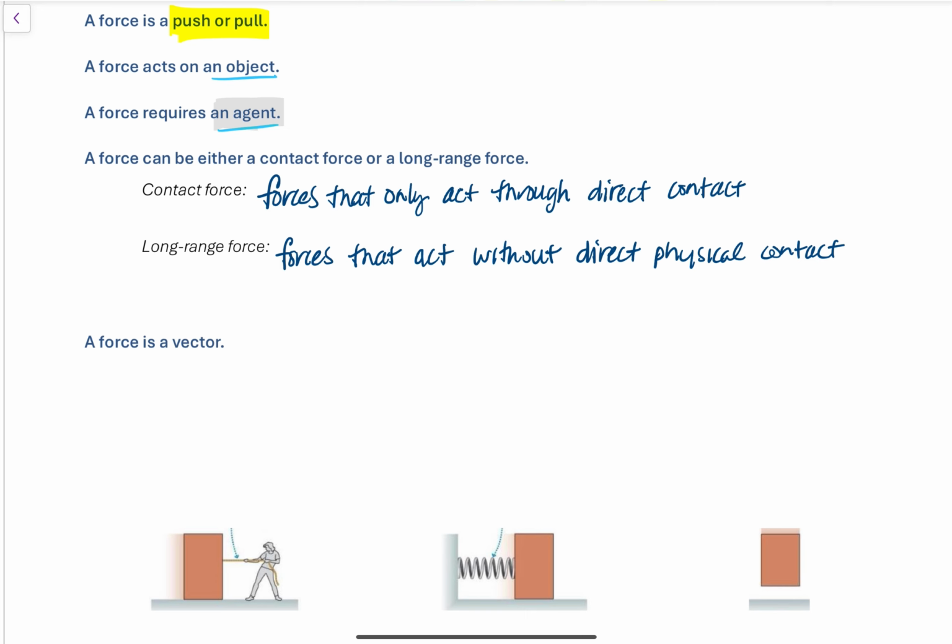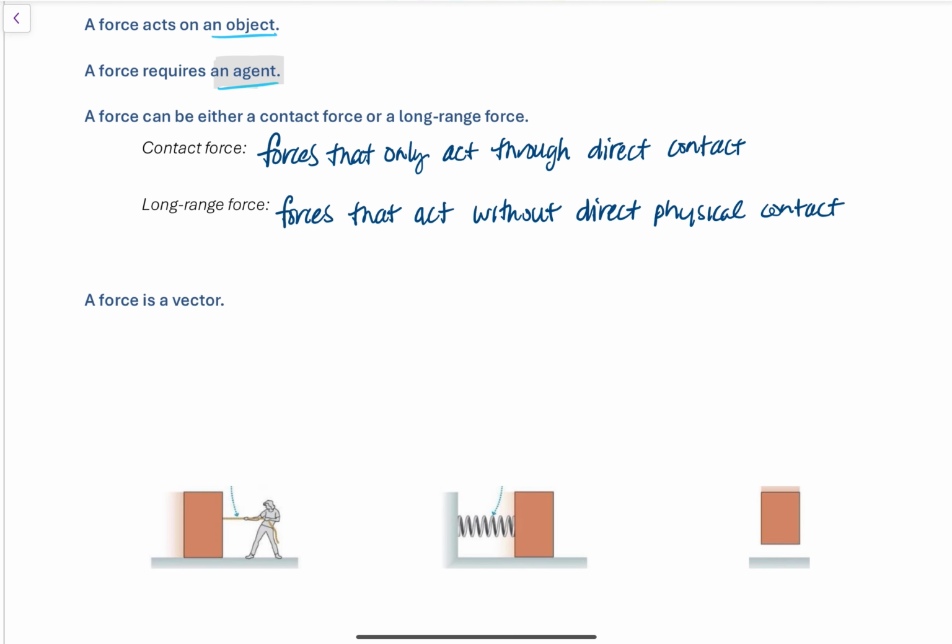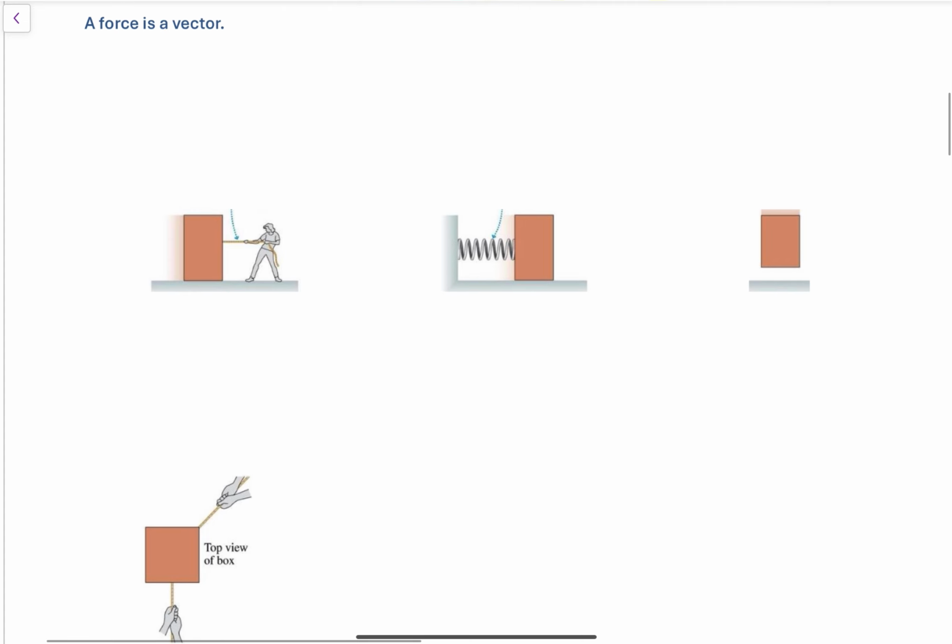Long range forces are forces that act without direct physical contact. So these are forces like the gravitational force, which is one that we will be using in this class, and then also all of our electromagnetic forces. So those are also long range forces. In this particular class, the only long range force that we will work with is the gravitational force, and it actually will be present in every single example that we work with. So the gravitational force will always be present.